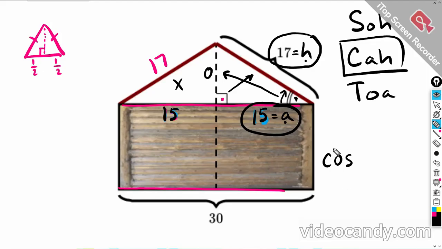All right, the C stands for cosine. This angle here, we can call it theta, Greek letter theta. And that's going to equal, according to the formula, adjacent divided by hypotenuse.